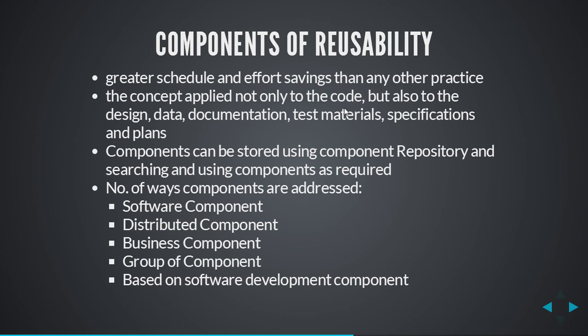Distributed components are like CORBA, Java Beans, and Microsoft DCOM components. They are the network components or distributed components. Business components, they are the logical components that provide specific facility or specific services of business importance. Group of components, so components put together.